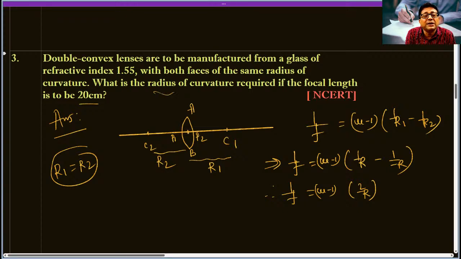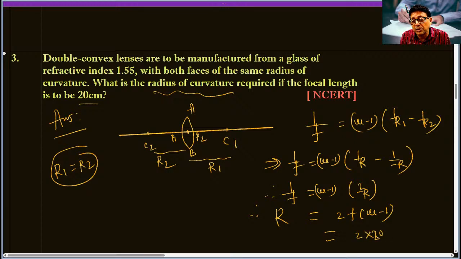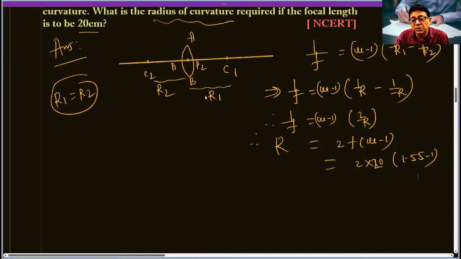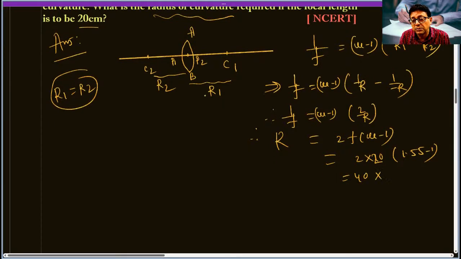So the problem is to find the radius of curvature. Find R. R will be what? Just put the values here. Focal length will be 20. Mu is 1.55 minus 1. Just do this calculation. 40 into 0.55. I think it's coming 22.0. Check once. Calculator, let's see what it says. Same thing. It's coming 22 centimeter. It's alright. Clear?